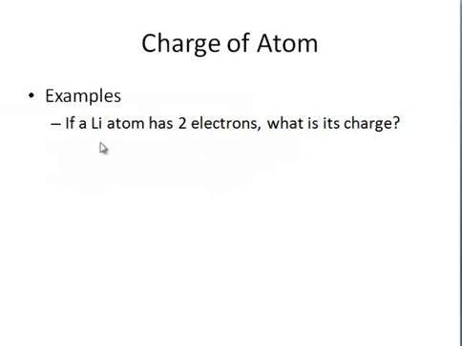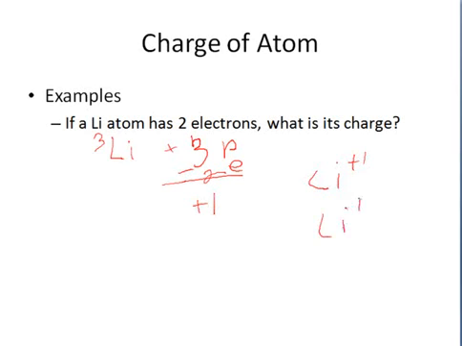Alright, so let's take a look. If we have a lithium atom, the question is, what is its charge going to be? Okay, so I've got to look up lithium on the periodic table, and when I do, I see it's got an atomic number of 3, which means it has 3 protons, which is 3 positives, right? And if it's got 2 electrons, it's 2 negatives, so my charge is going to be 3 minus 2, or a plus 1. So I'm going to write that as lithium plus 1, or lithium 1 plus.